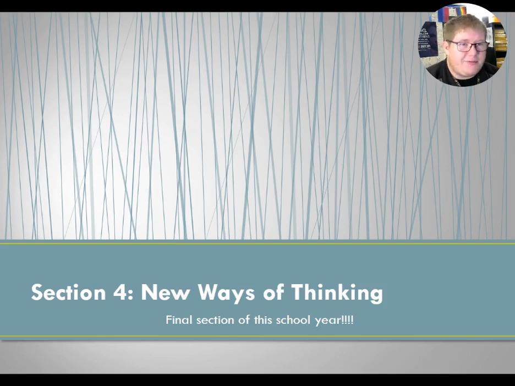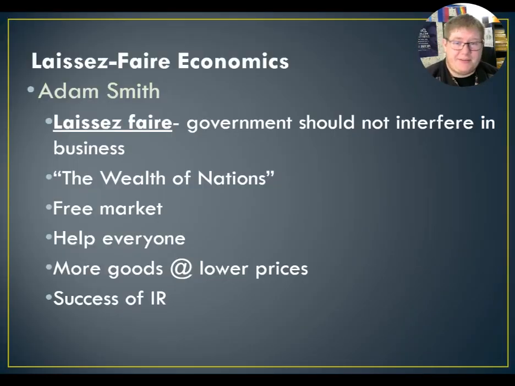So moving on into section 4, the final section of this semester. As a reminder, we've talked about laissez-faire before under Adam Smith. This is the idea that the government should not interfere in business. Again, he wrote The Wealth of Nations and advocated for a free market. He wanted to help everyone, and he wanted to see more goods at lower prices. And he thought the success of the Industrial Revolution was key to this.